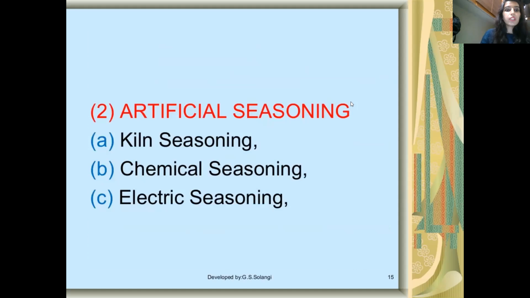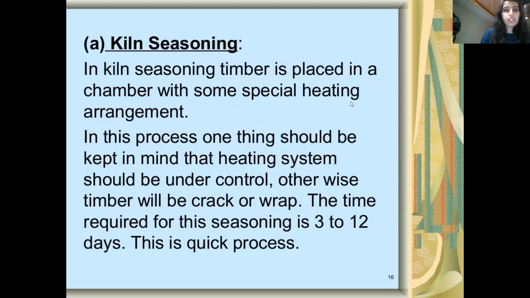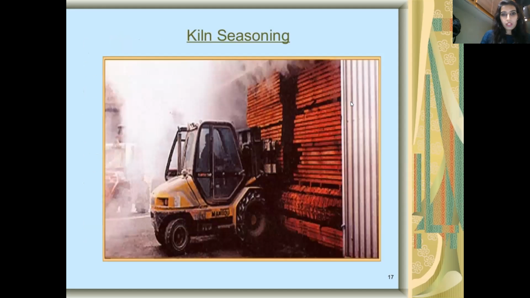Artificial seasoning: kiln seasoning, chemical and electric seasoning. These are the types of artificial seasoning. In kiln seasoning, timber is placed in a chamber with some special heating arrangements. In this process, one thing should be kept in mind: the heating system should be under control, otherwise the timber will crack. The time required for seasoning is 3 to 12 days. This is a quick process. This is kiln seasoning.